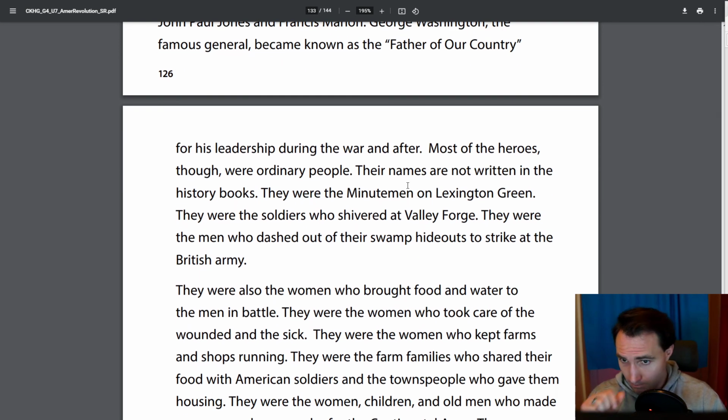For his leadership during the war and after. Most of the heroes, though, were ordinary people. Their names were not written in the history books. They were the Minutemen on Lexington Green. They were the soldiers who shivered at Valley Forge. They were the men who dashed out of their swamp hideouts to strike at the British Army.